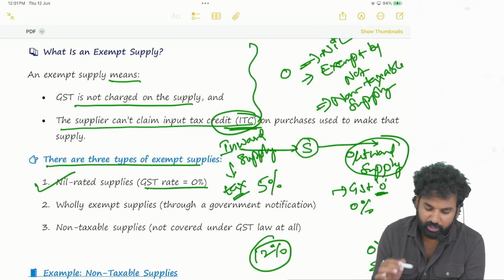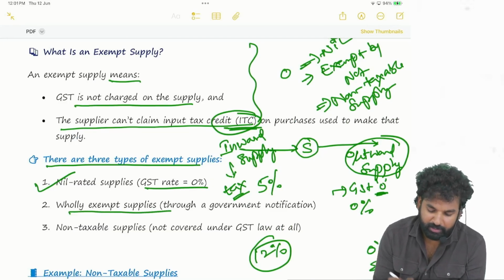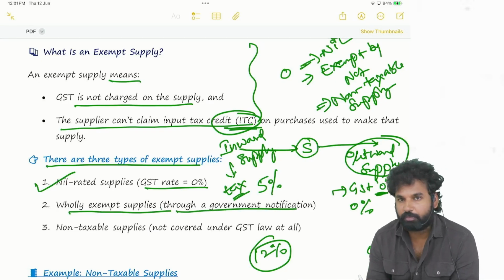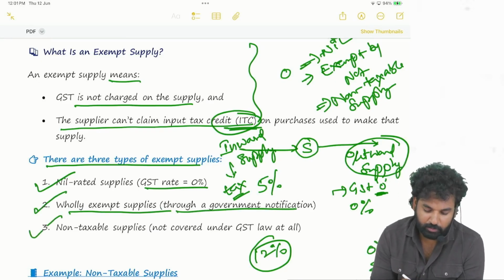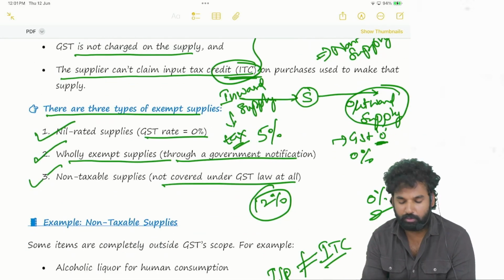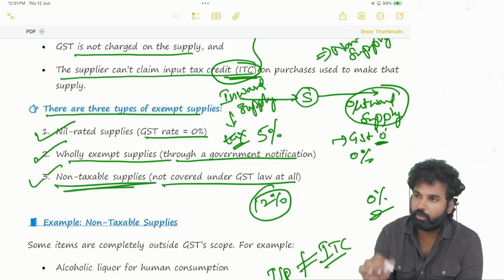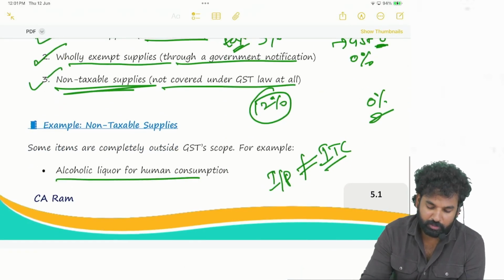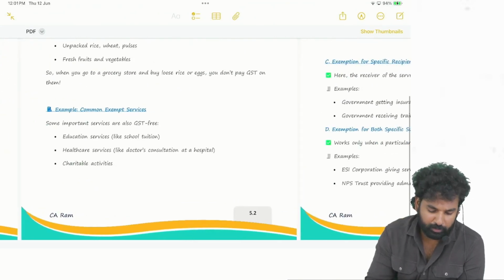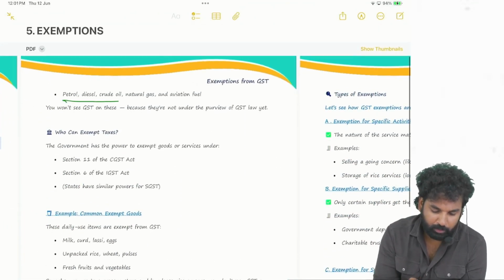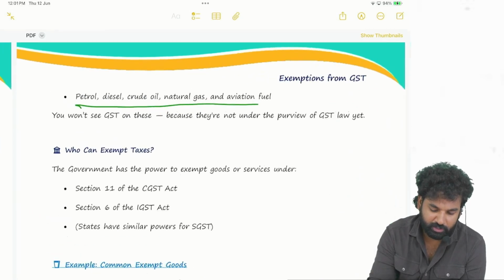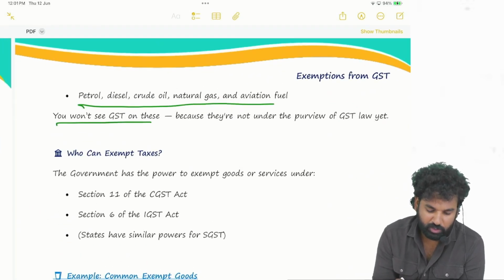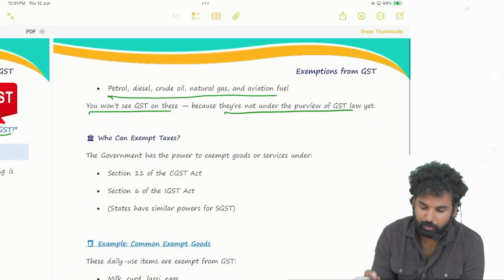Okay, so that's what. Next, there are 3 types of exempt supplies. Nil rated supplies, which attract GST rate equal to 0%. Wholly exempt supplies through a government notification, completely exempted. And non-taxable supplies not covered under GST law at all. Non-taxable supply means supply which is not leviable to GST: alcoholic liquor for human consumption, petrol, petroleum products and all. Petrol, diesel, crude oil, natural gas, aviation fuel. So you won't see GST on this because they are not under the purview of GST.